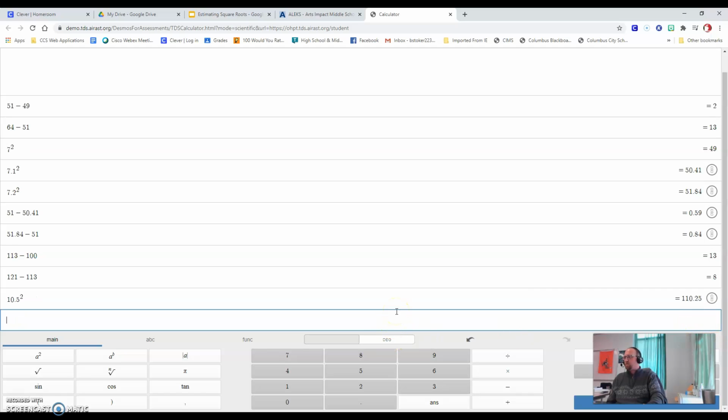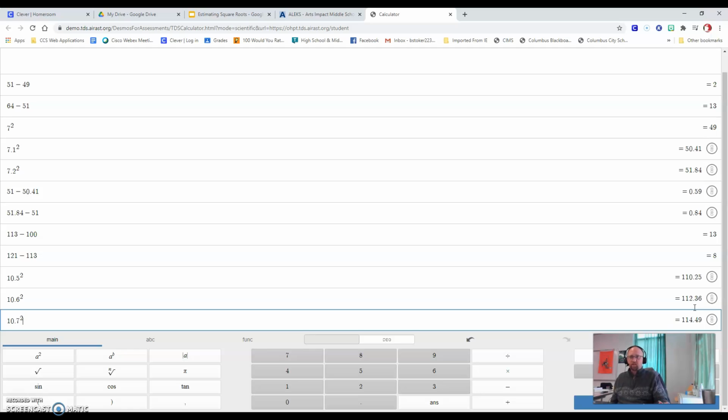Let's see if it falls between 10.5 and 10.6. So 10.6, and I square that. Again, I look, does 113 fall between these two numbers? No, it's bigger than that. So the chances are then, if I do 10.7 and square that, okay, now I have these two numbers. So now I have 112.36 and 114.49. So the square root of 113 is going to fall between these two numbers.